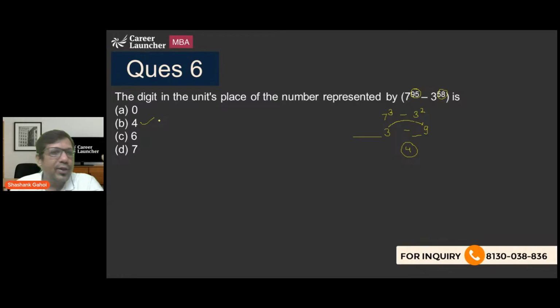It is going to be fairly easy question. So always remember, when you need to calculate unit digit, just divide power by 4 and get the remainder, then base power remainder. I hope everyone is clear with this.